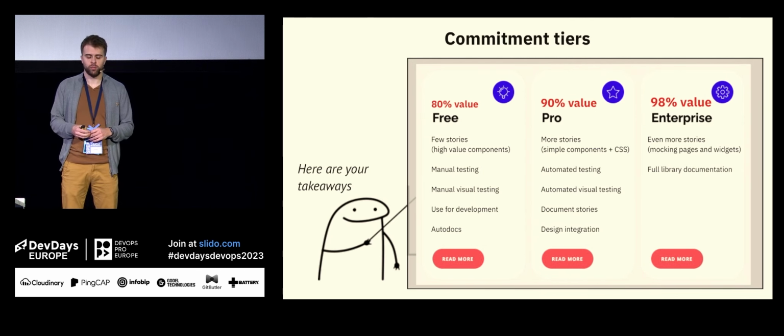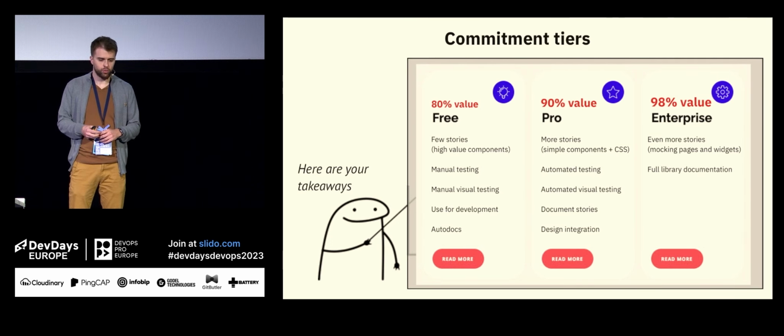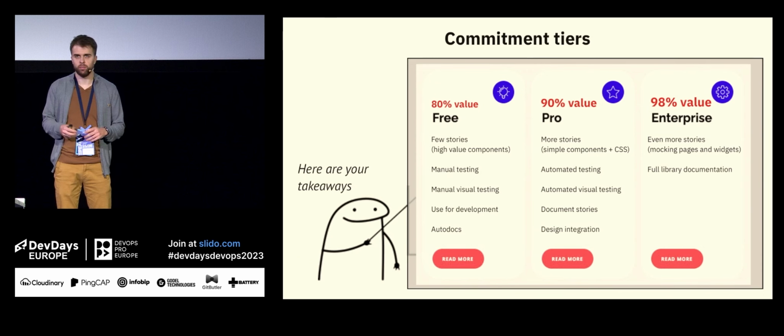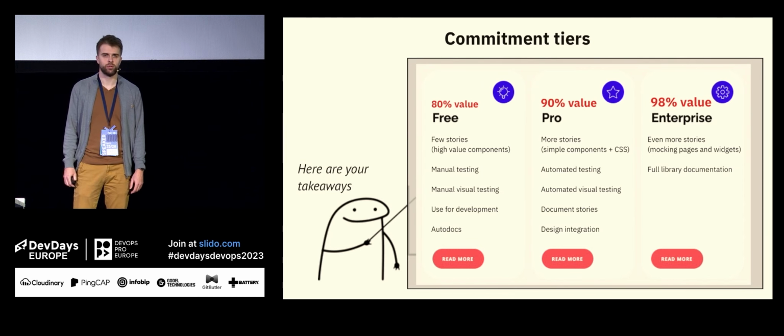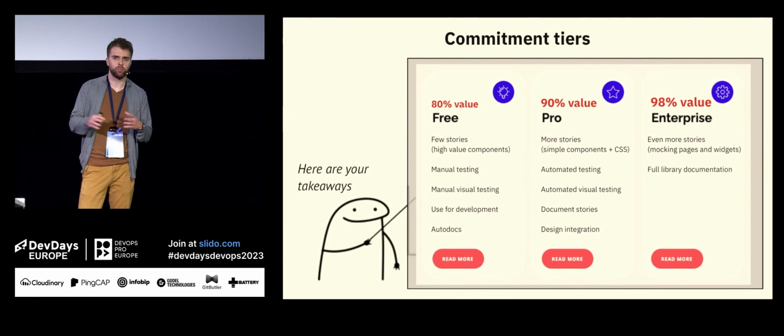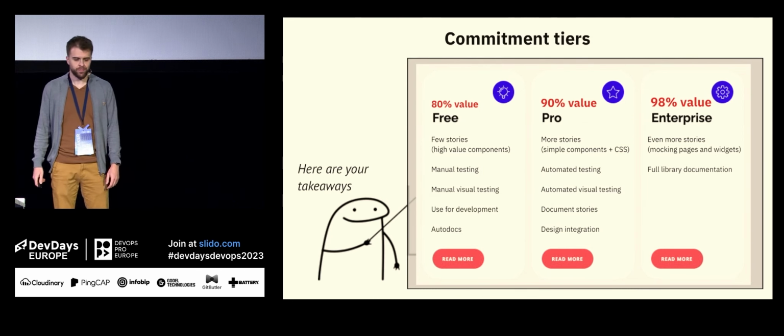You will use automated testing in a pipeline, and you will do the same for visual testing. You will document stories more, so you can do more with Storybook docs. And you can also integrate design and use Storybook to communicate with your design team. But that's continuous effort, which you also sometimes have to force.